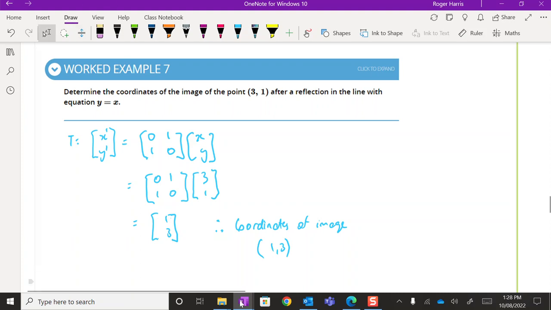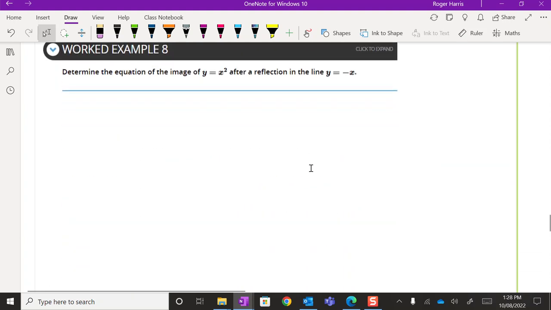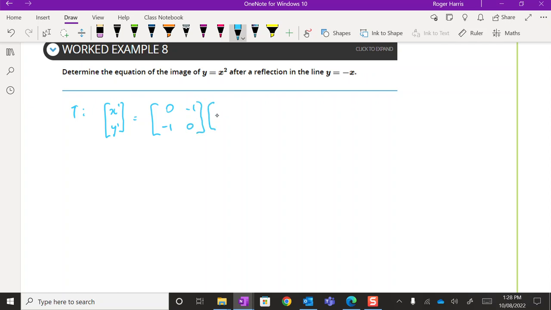What else we got? Okay, determine the equation of the image after the reflection in the line y equals -x. So first of all, we need to know our reflection matrix. So our image is equal to the matrix 0, -1, -1, 0 times x and y. Go through and solve it. So this is going to be -y, and this will be -x.